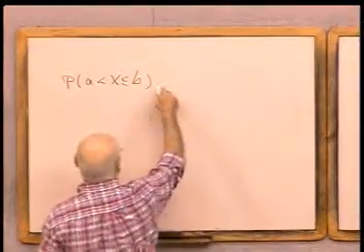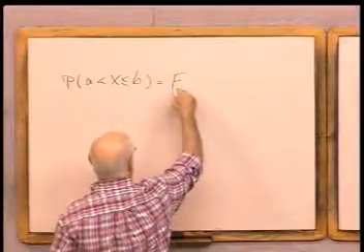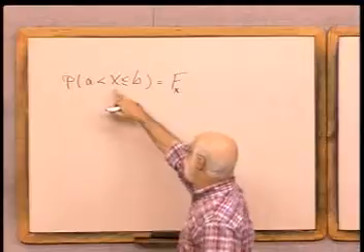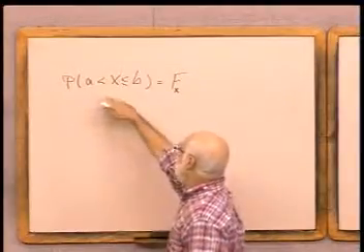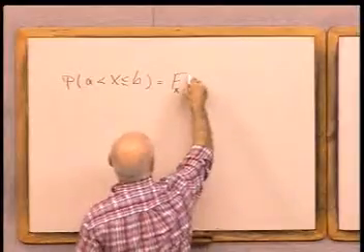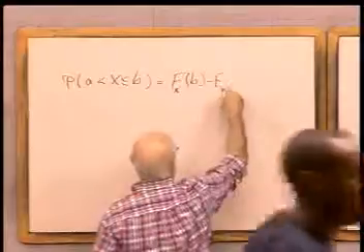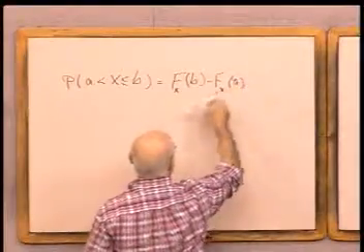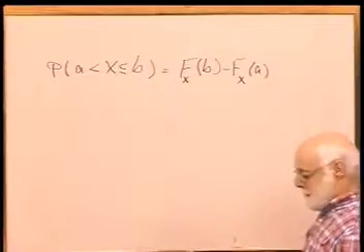We defined what's called the distribution function, capital F. The subscript refers to the name of the random variable, which we're calling x here. And the probability then that x lies in this region is the distribution function evaluated at B minus the distribution function evaluated at A. And this is true whether the random variable is discrete or continuous.